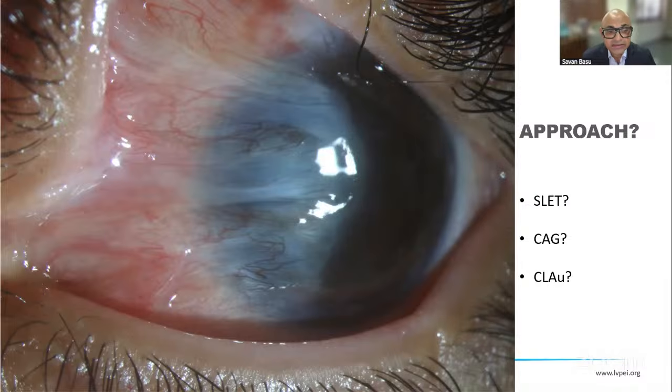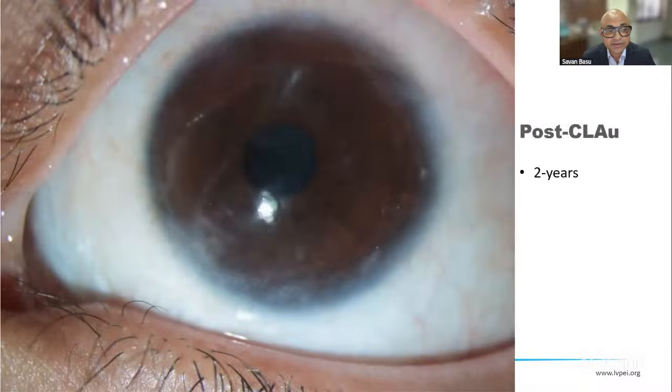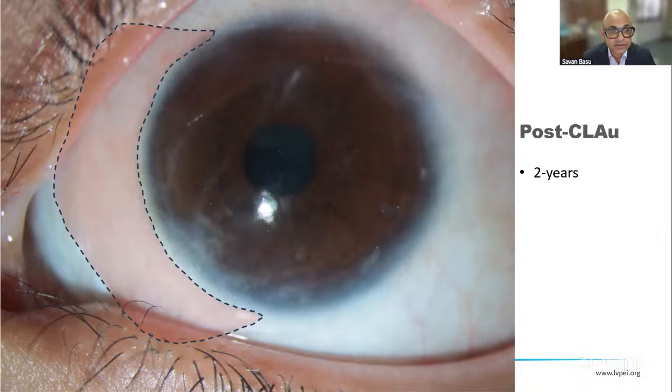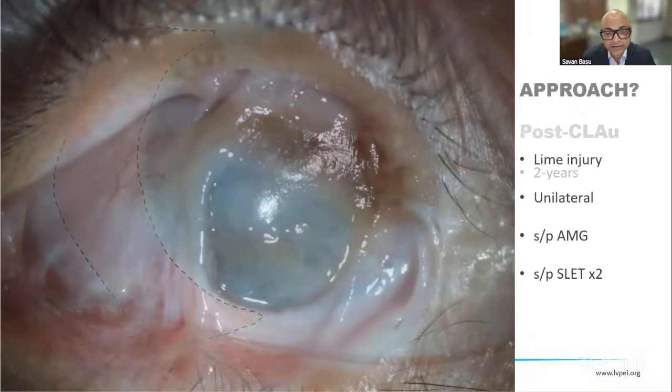But if it does, then something like this could be very simply addressed by doing something like a conjunctival autograft, or in this case, because this was unilateral and the other eye was normal, we did a conjunctival limbal autograft. So this is where the conjunctival limbal autograft is, and we have been able to address the problem and restore the vision of the patient. The patient has 20/20 vision in this eye unaided.